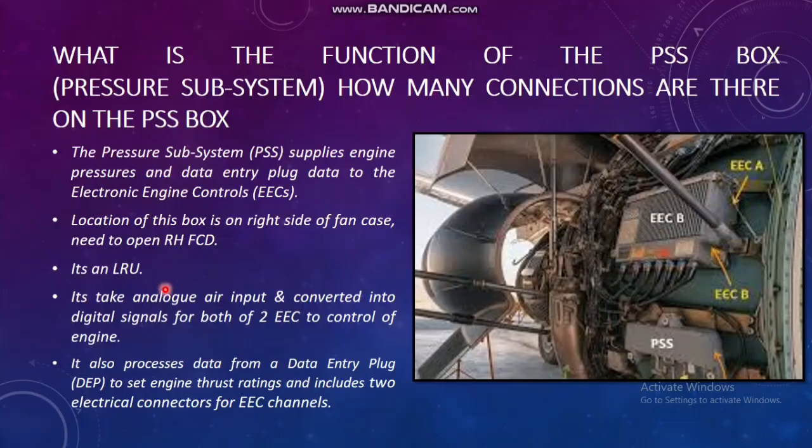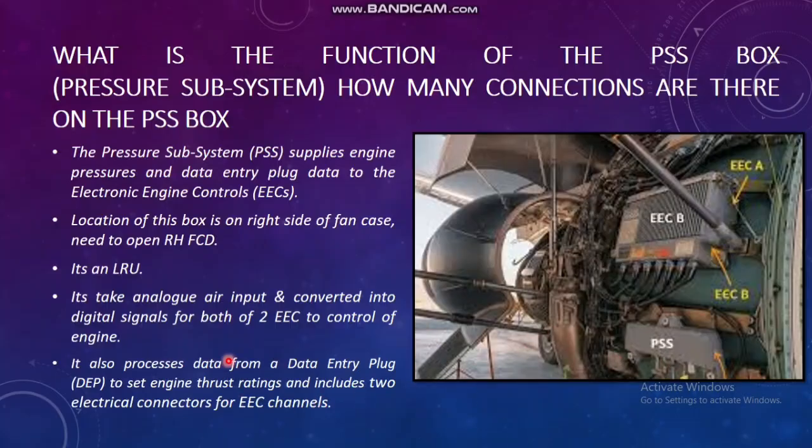You can replace it on the line, and it takes analog air input and converts it into a digital signal for both EEC to control the engines. So this will take analog input data and convert it into the digital signal for both EEC. It also processes the data from the data entry plug to set the engine thrust rating, including two electrical connectors for EEC channels. We'll discuss in the next diagram how many connections and connectors are available with this PSS box.